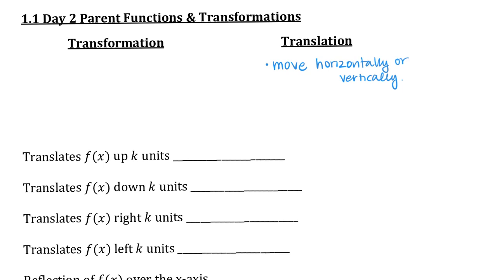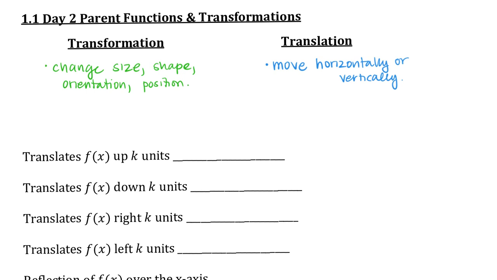Now, if it's a transformation, it can change. It can change the size. It could change the shape of your graph. It could get skinnier. It could get wider. It could also change the orientation, meaning it could turn it upside down or sideways. And it could also move it left or right, up or down, just like a translation. So a translation is a type of transformation, but a transformation can do more than just a translation.